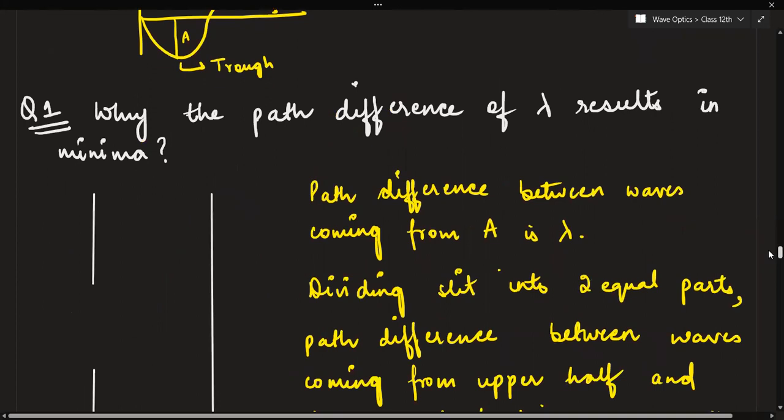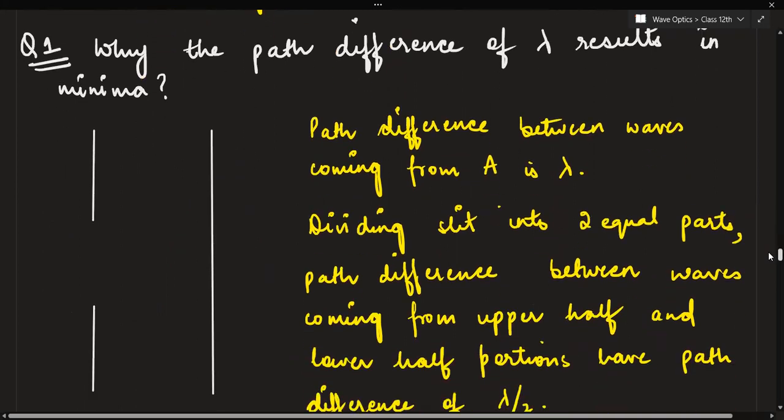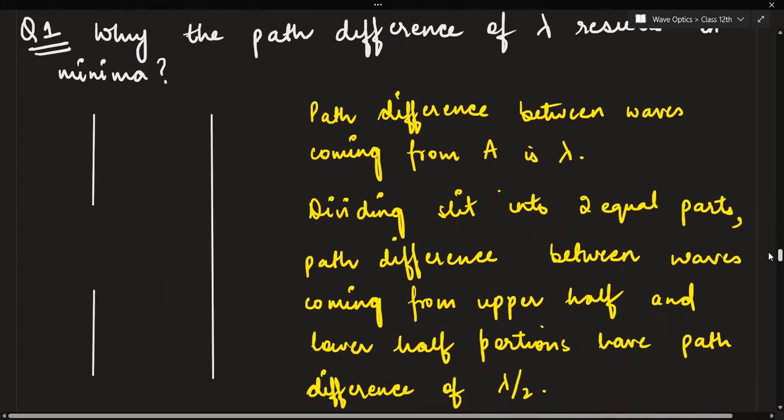Okay, class. There are two questions that we are going to discuss. Theoretical questions, theory points I have written. Just understand what is meant by this. This says: why does the path difference of lambda result in minima? We have seen the formula, we have seen it mathematically, and we have also seen the intensity distribution curve. What did we notice? That lambda results in minima and lambda by 2 results in maximum. So how can you prove this theoretically if you have to answer?